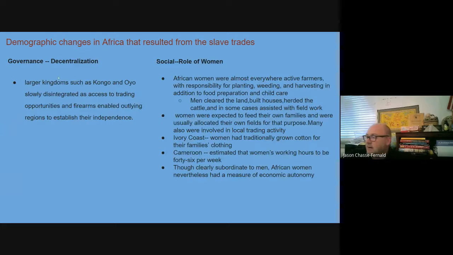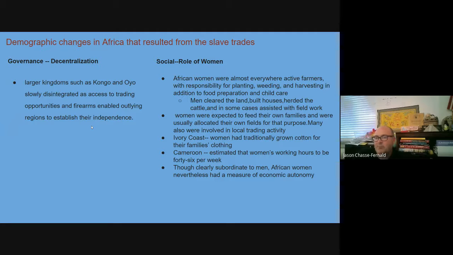Within governance, we're seeing a general decentralization. Larger kingdoms such as Congo and Oyo slowly disintegrated as access to the trading opportunities of firearms enabled outlying regions. Right? So can we turn that fact into a category of analysis, or the social role of women?